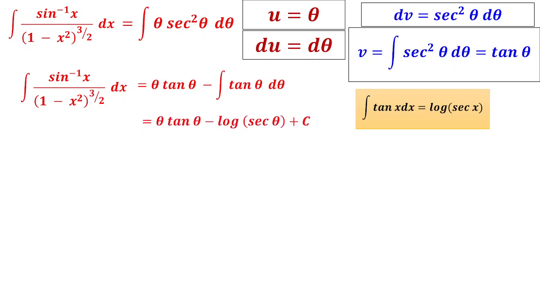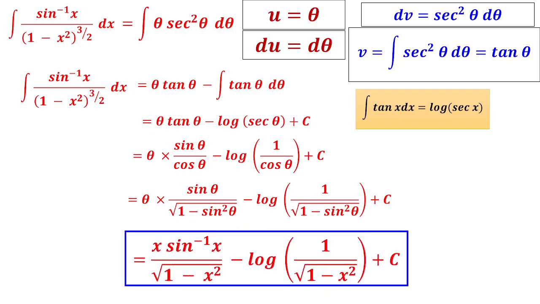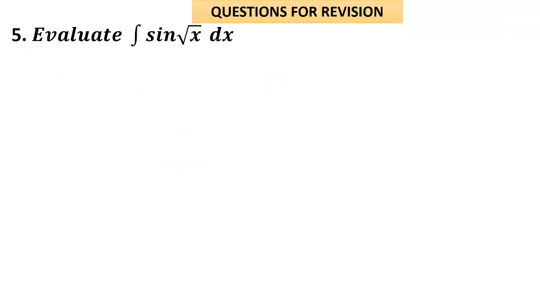Now we have a substitution only for x is equal to sin theta. We have to convert everything in terms of sin. Therefore tan theta is sin by cos, secant theta is 1 by cos, and we have the formula sin square plus cos square theta is 1. Therefore cos square theta is 1 minus sin square, so cos theta is root 1 minus sin square. Now we are ready for this substitution. Theta is to be replaced by sin inverse x, and sin theta wherever it comes should be replaced by x. Therefore x into sin inverse x by root 1 minus x square, minus log of 1 upon root 1 minus x square, plus c.